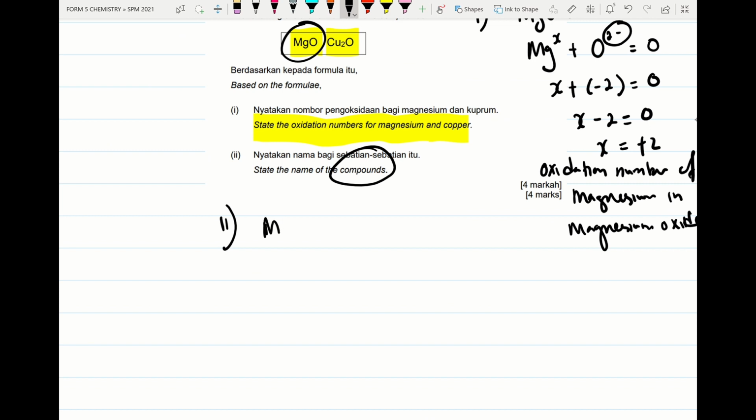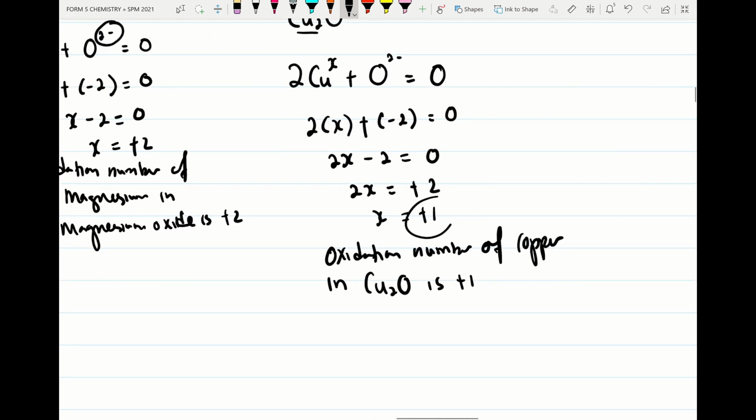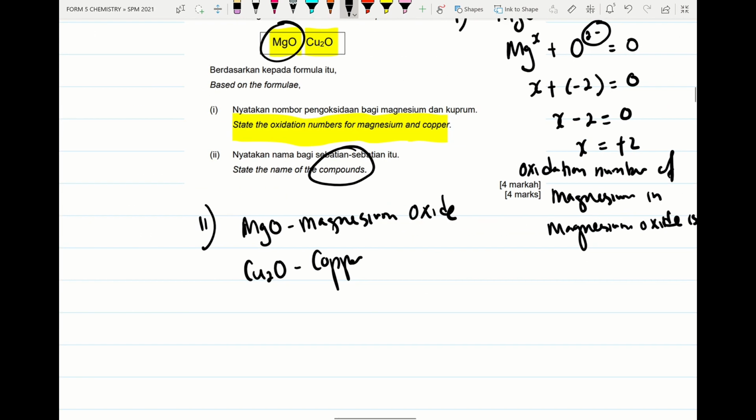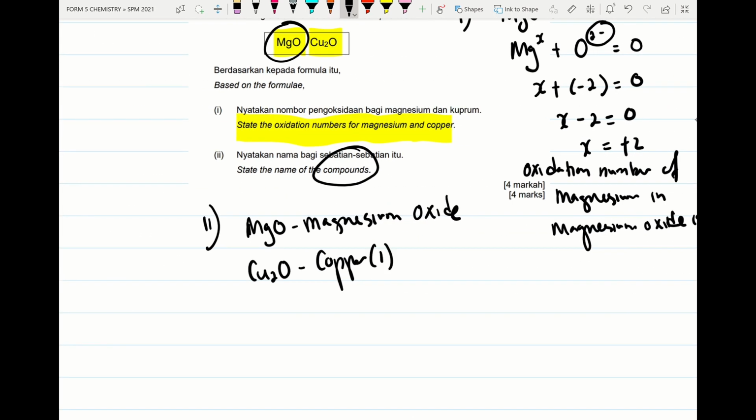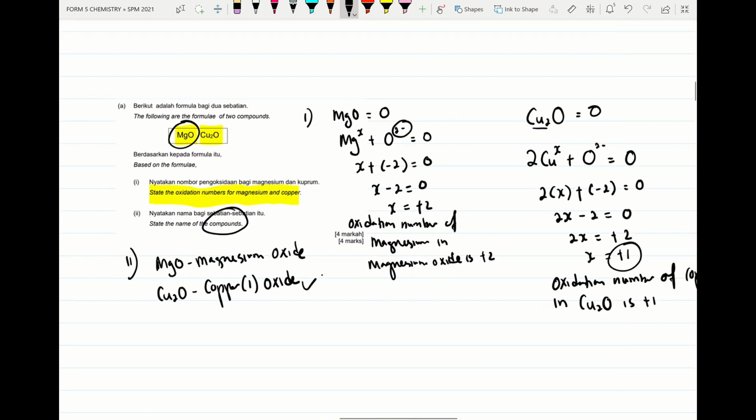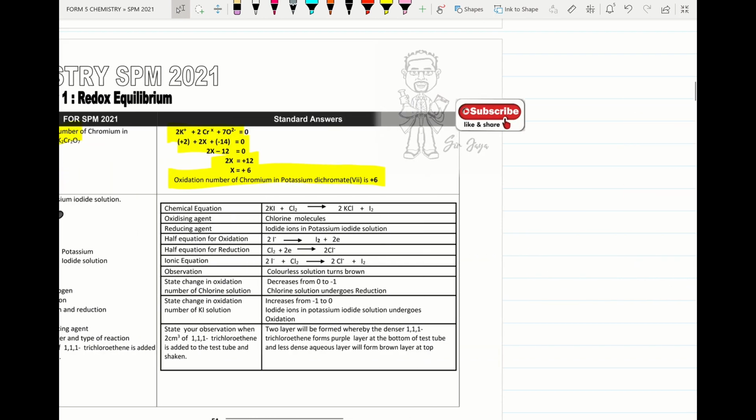So number 1 will be MgO, will be magnesium oxide. Alright, so Cu2O will be copper. Check the oxidation number is positive 1. So we put copper, bracket, oxidation number 1, oxide. So this is the answer. Please go through this question. Alright, this type of question. Alright, so we move on to the next question.